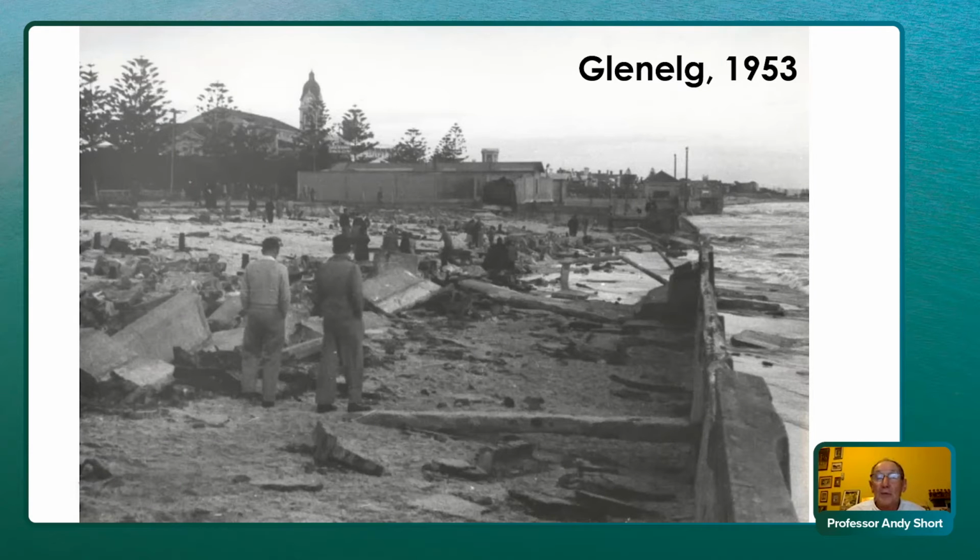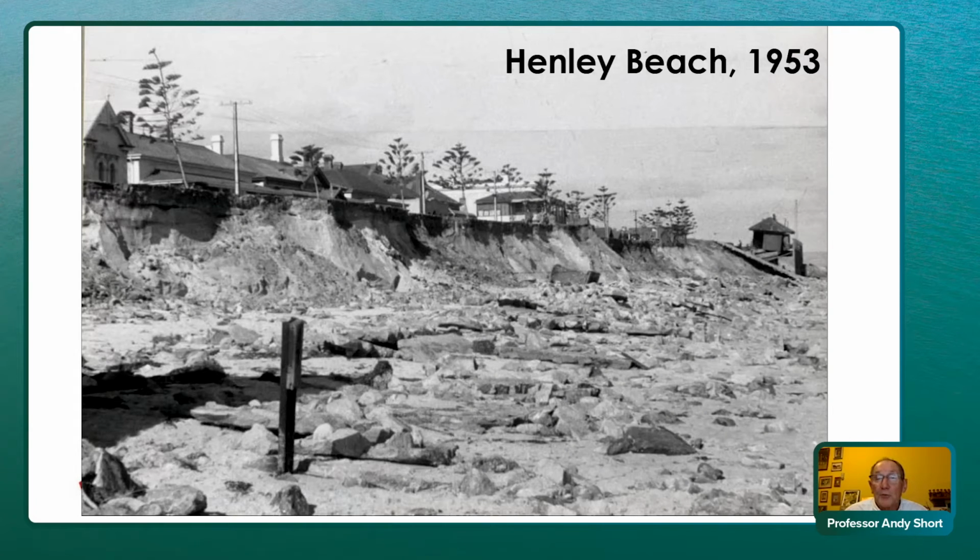You can see here other examples of Glenelg following storms in 53, massive damage to the foreshore there. And down at Henley Beach, also the same storm, massive damage, destruction of a seawall, undermining of a road and beachfront houses.